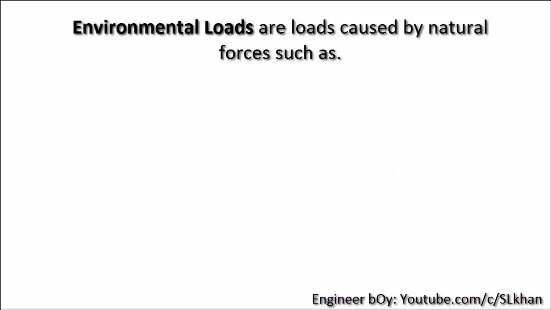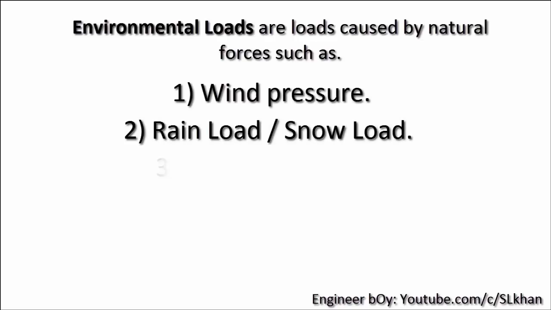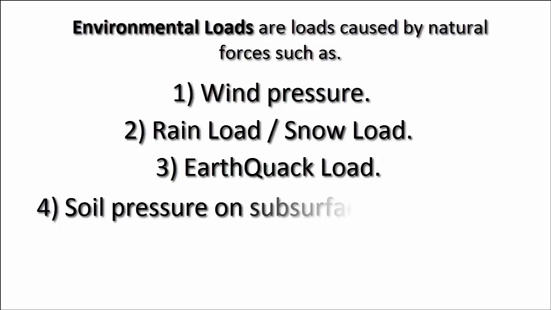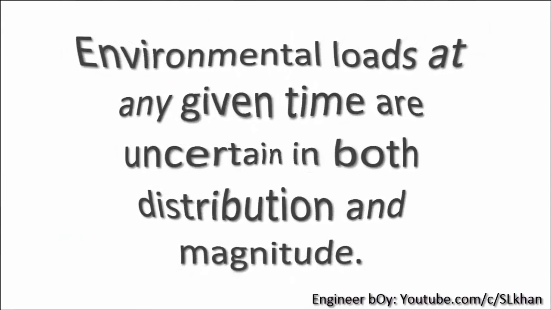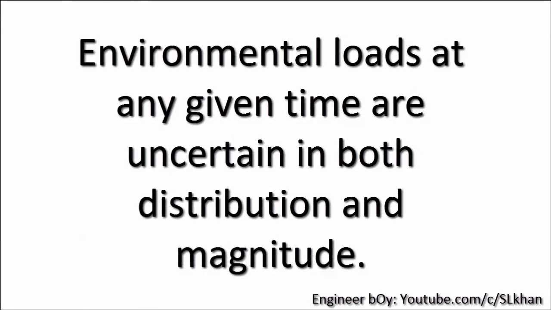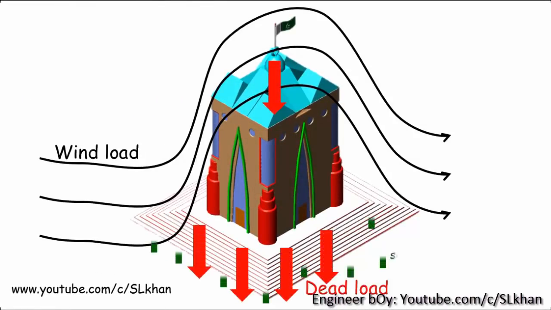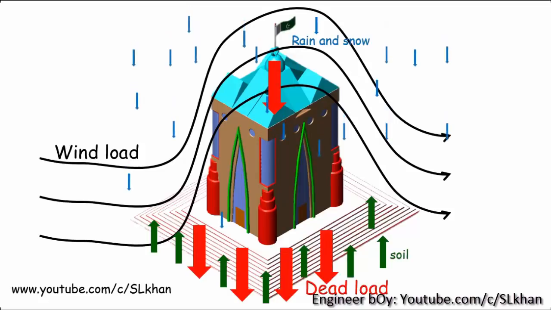And finally, let's talk about environmental loads. Remember, environmental loads are loads caused by natural forces such as wind pressure, rain load, snow load, earthquake loads, soil pressures on subsurface structures, and forces caused by temperature variation. Environmental loads at any given time are uncertain in both distribution and magnitude. So these are the main classes of loads acting on a structure: the dead load, the live load, and environmental load.